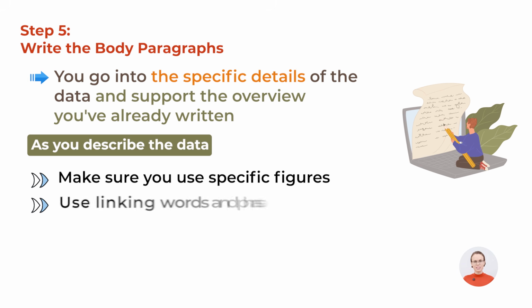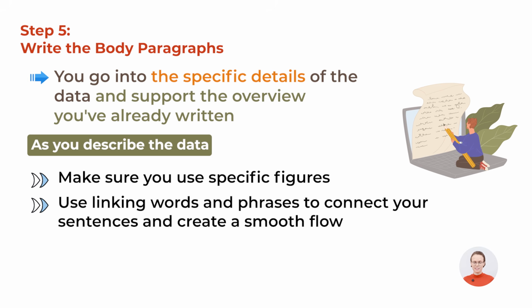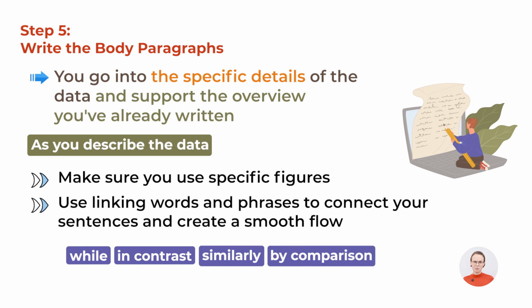Also, you can use linking words and phrases to connect your sentences and create a smooth flow. Words like while, in contrast, similarly, and by comparison all help you organize comparisons clearly. These expressions demonstrate that you can use cohesive devices well. This practice feeds directly into your coherence and cohesion score.